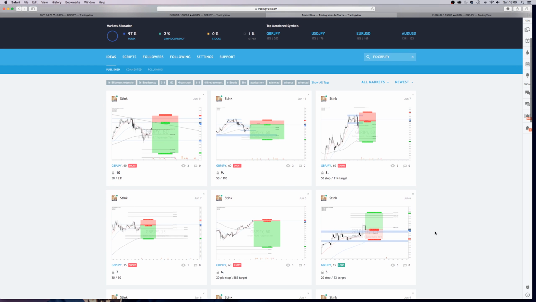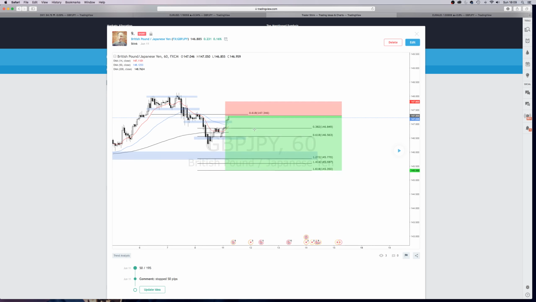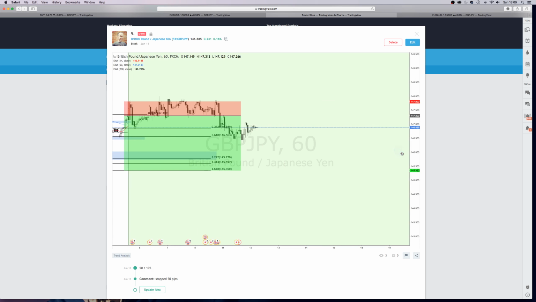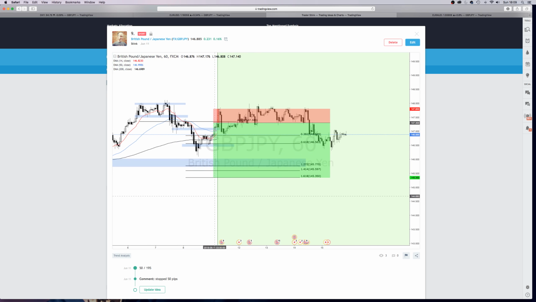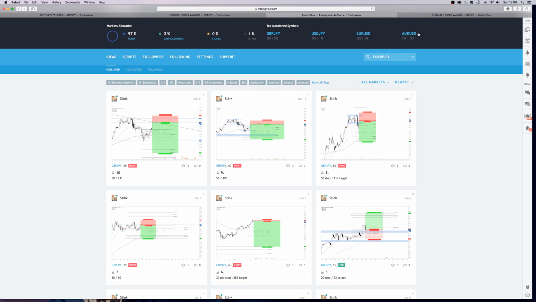I'm not an expert by any means, and I lose. This is the first idea I had on June the 11th. Got stopped out straight away, just ping, stopped out. When this happened, I did re-enter the trade. Obviously, I was watching the chart at work and realised that I should have waited till this level, which is why I re-entered the trade.